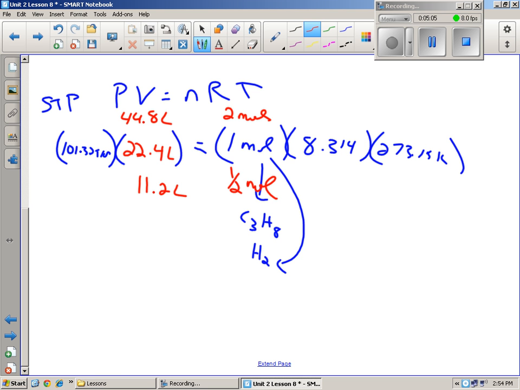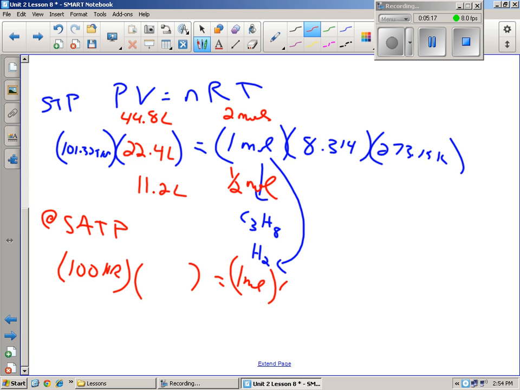What if we talk about different conditions, perhaps at SATP? Well, we'd have to change the 100 kilopascals, right? If we want to talk about a mole of any gas, fine.